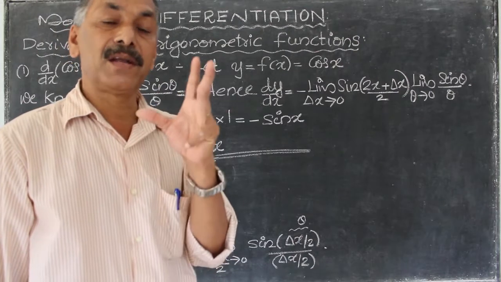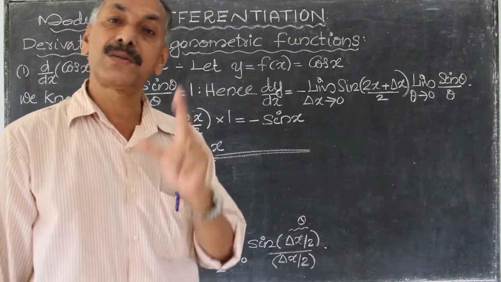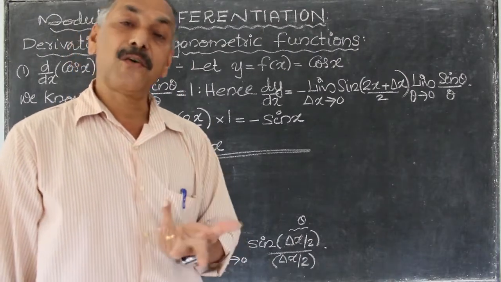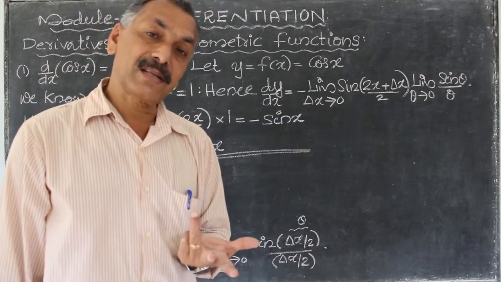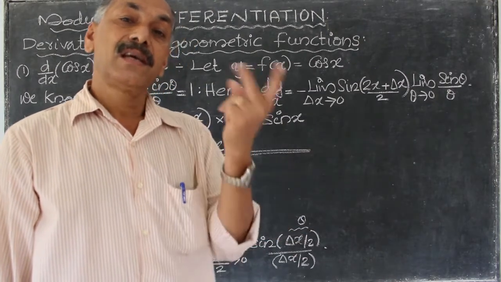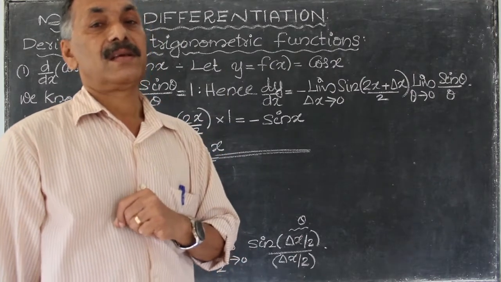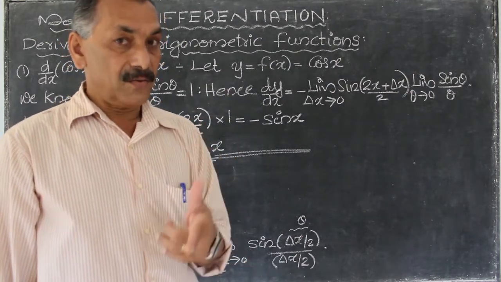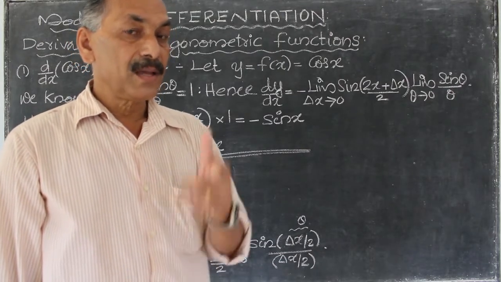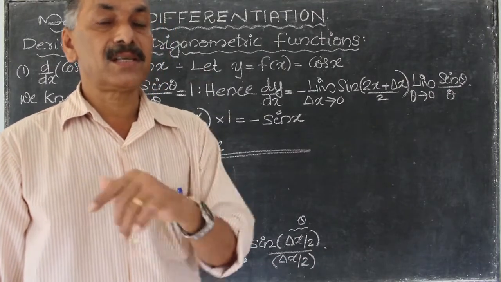Now the derivative of sin x is equal to cos x. Let y is equal to f of x is equal to sin x. Then what is f of x plus delta x? f of x plus delta x is equal to sin x with x replaced by x plus delta x, that is sin of (x plus delta x). What is delta y? It is equal to f of x plus delta x minus f of x.